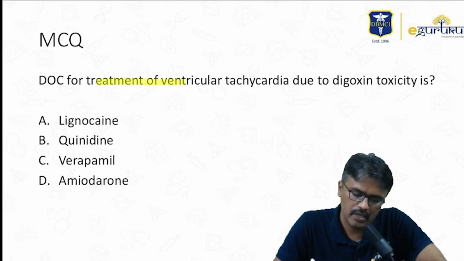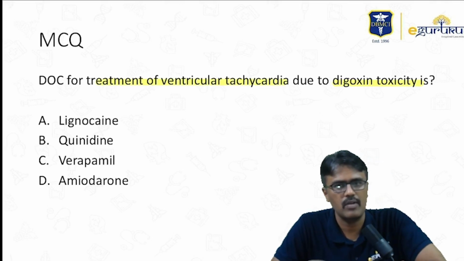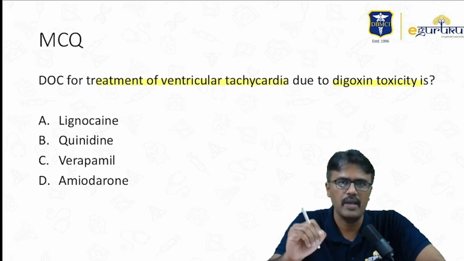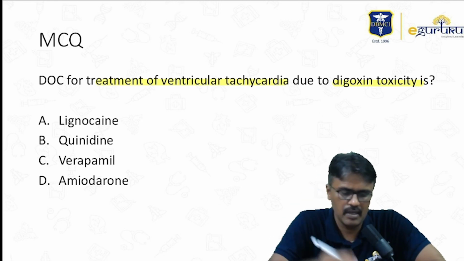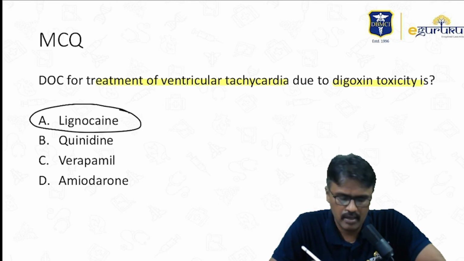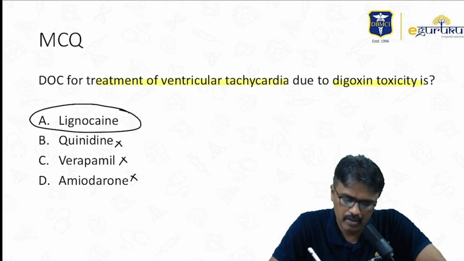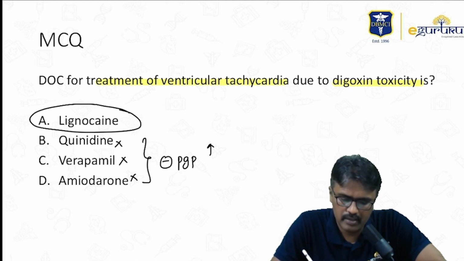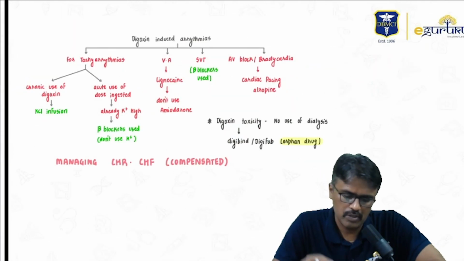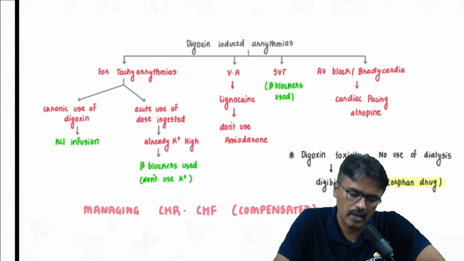Drug of choice for treating ventricular tachycardia due to digoxin toxicity. You know that digoxin can cause all types of arrhythmia except two, that is Mobitz type 2B and atrial flutter. Now lignocaine is the drug of choice for digoxin-induced ventricular tachycardia. Can we use quinidine, verapamil, amiodarone? No, because these inhibit a protein called P-glycoprotein and thereby increase digoxin further. So the digoxin toxicity is worsened by them. That's why they are not used. This was discussed when we discussed the arrhythmia treatment, particularly digoxin-induced arrhythmia.